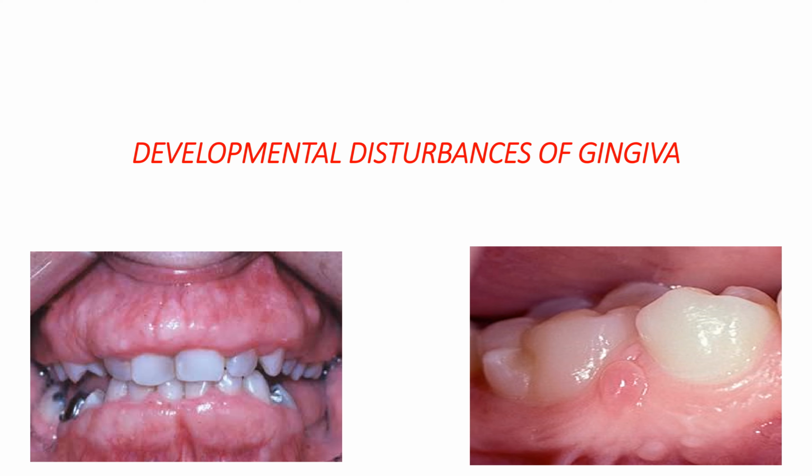Hello everyone. The next topic I'll cover in the developmental disturbances in the oral and paraoral structures is the developmental disturbances of gingiva. I'll discuss two disturbances: fibromatosis gingiva and retrocuspid papilla.